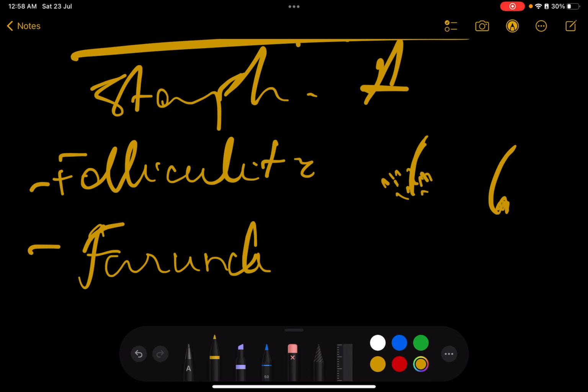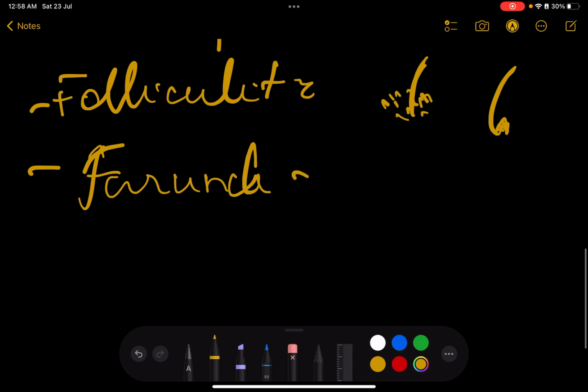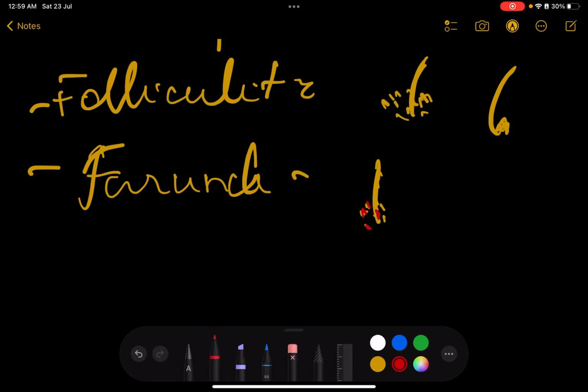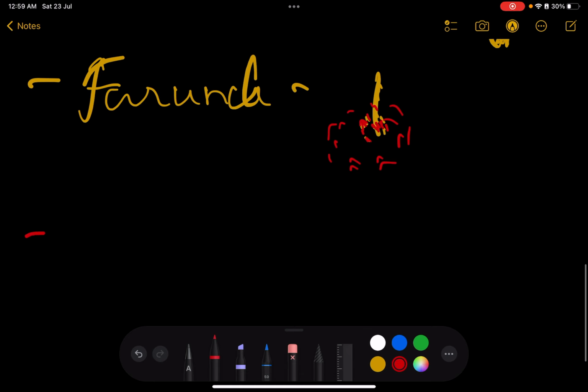So let me write furuncle, let's not write boil because that's too rudimentary. So infection of the hair follicle, let's say if this is the hair follicle, there's going to be infection of the hair follicle. Let me make it red. There's going to be infection of the hair follicle and also the area around the hair follicle. So this is something called a boil, and obviously you've seen what a boil looks like. And third is going to be your carbuncle.